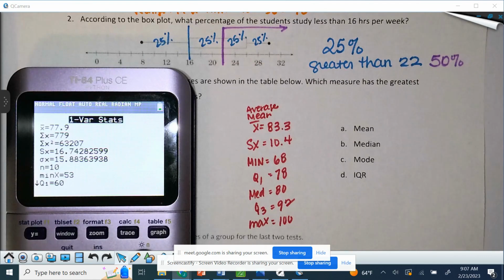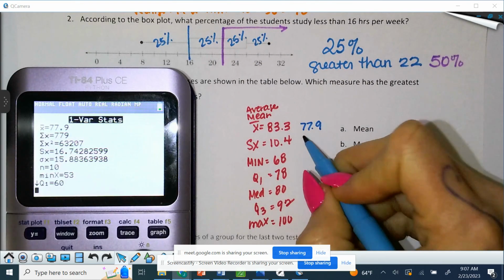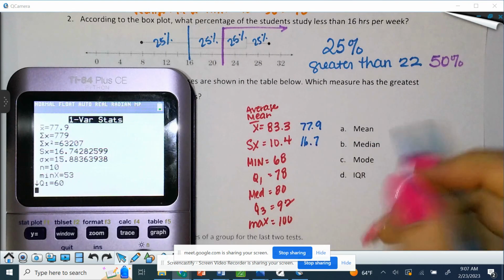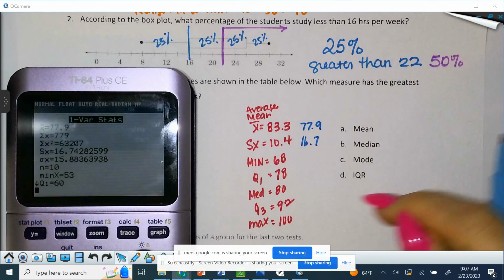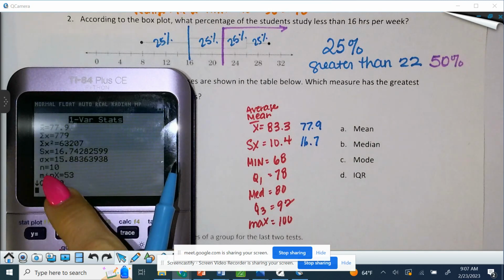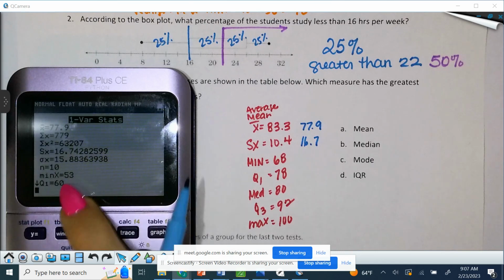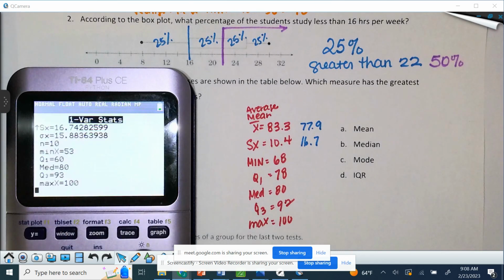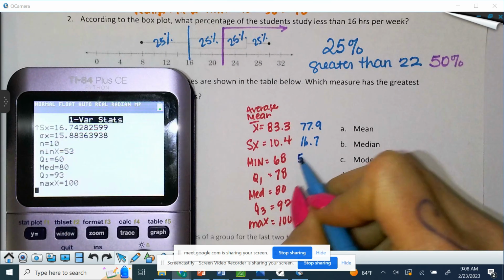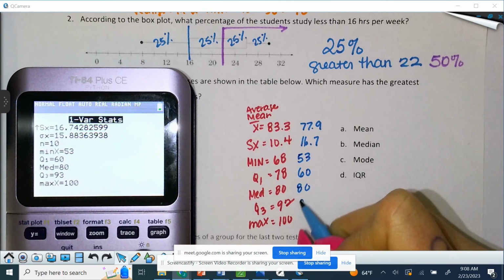So we have 77.9 as our mean. Our standard deviation in this case is 16.7. That's not one of these options. I'm just reminding us that it's there. Our n is 10 again. Awesome. n is 10, which means we have all our data in there. So we're going to scan down to get our 5-number summary. So min is 53. Q1 is 60. Median is 80. Q3 is 93, and max is 100 again.